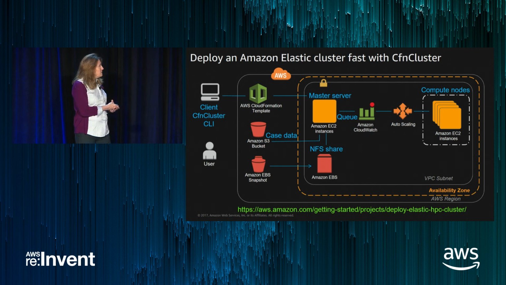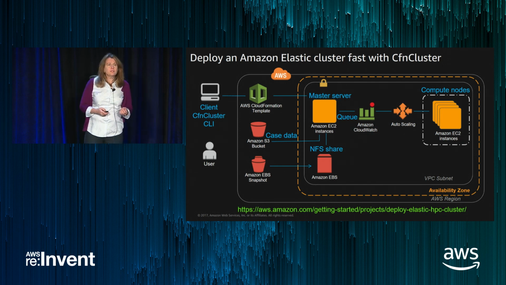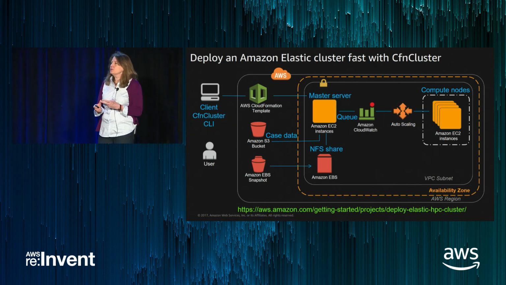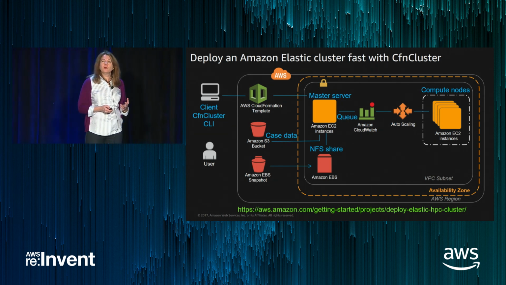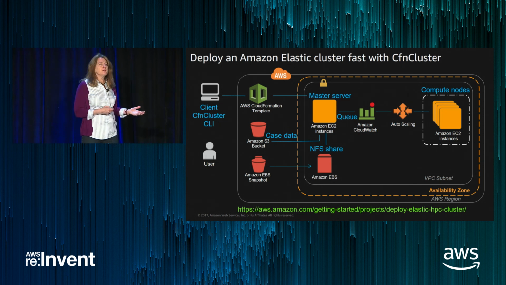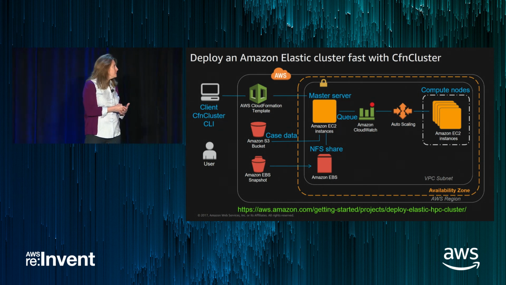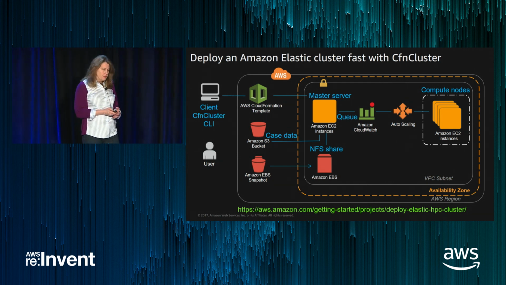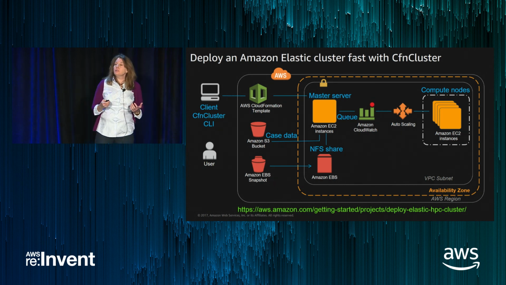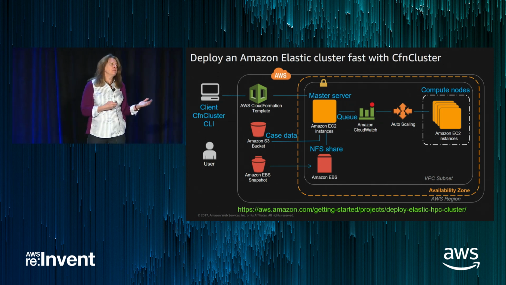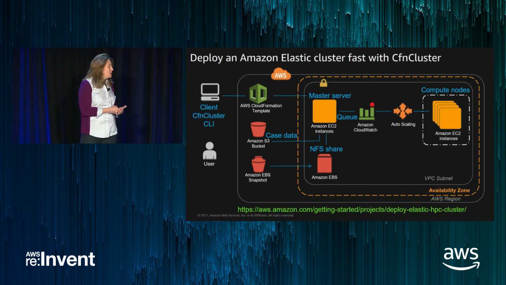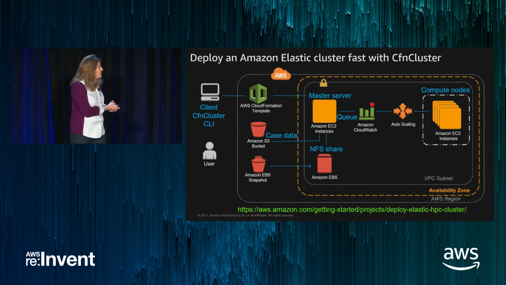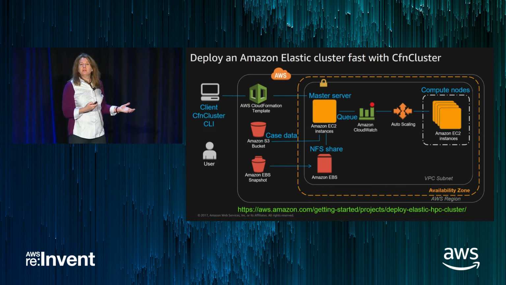A master instance is created, which has schedulers. You can choose from SGE, Torque, and Slurm. There's some other middleware on there, compilers, and Ganglia, if you want to inspect your entire cluster. Python's installed automatically. And as you submit a job into your queue, Amazon CloudWatch is watching that queue and spins up your compute nodes to handle the compute capacity that you've requested. And it will auto-scale your compute fleet to as big as you allow it.